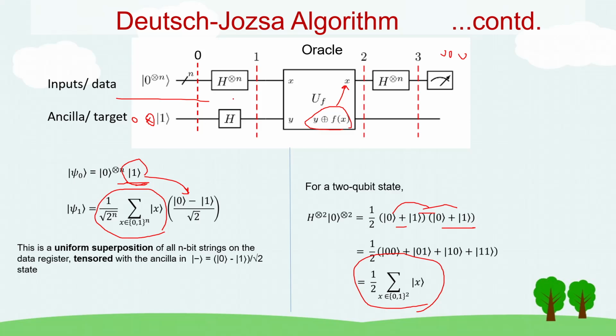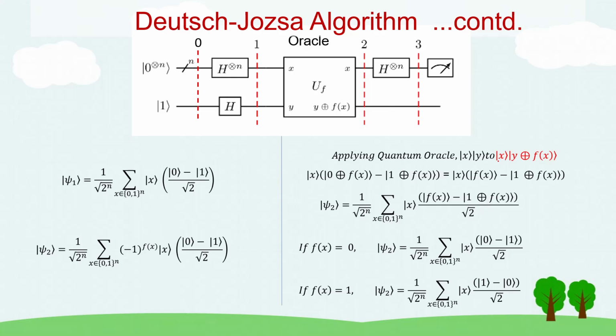Now we applied this. Now we are going to apply the oracle. According to the definition, it will take x and y and give x and y XOR f of x. So let's see what happens. Y, we know what y is, right? Y is nothing but 0 minus 1. For the time being, don't worry about the normalizing factor. So you represent 0 minus 1. So 0 XOR f of x is f of x, it doesn't have any impact. 1 XOR f of x, the output is unknown because it depends on the value of f of x.